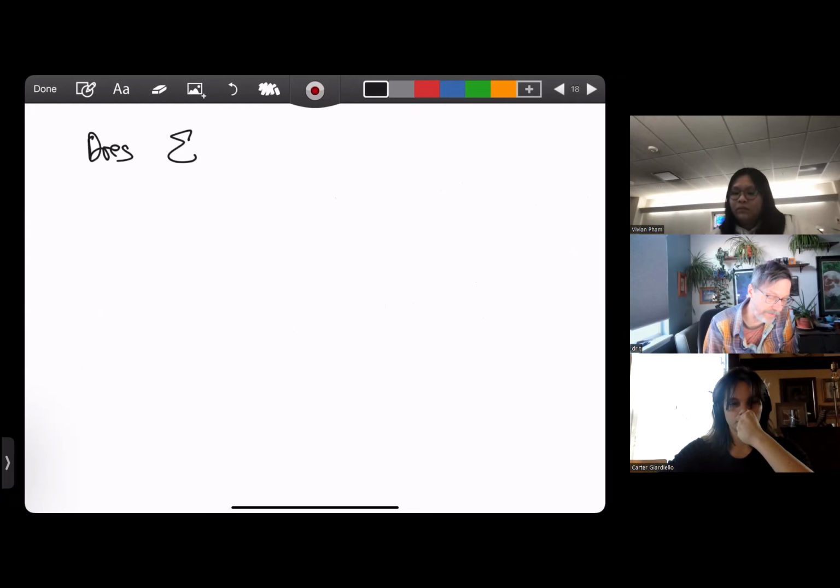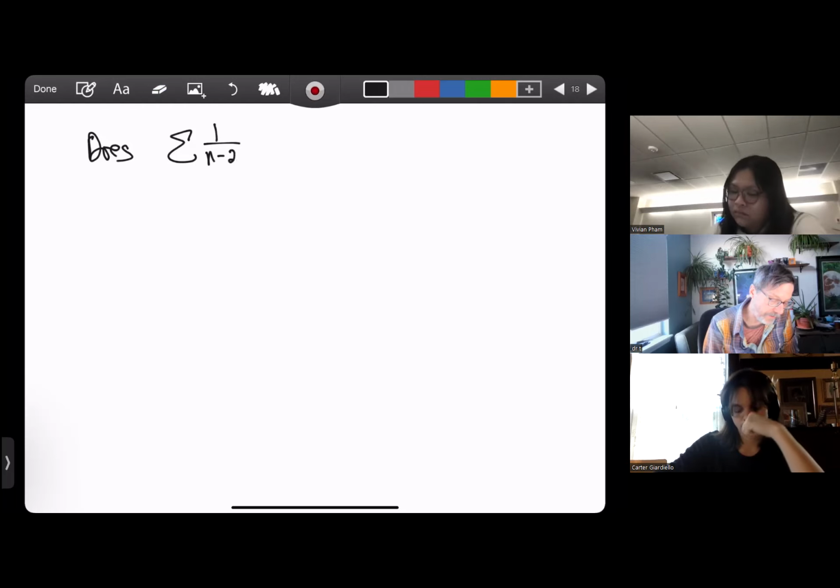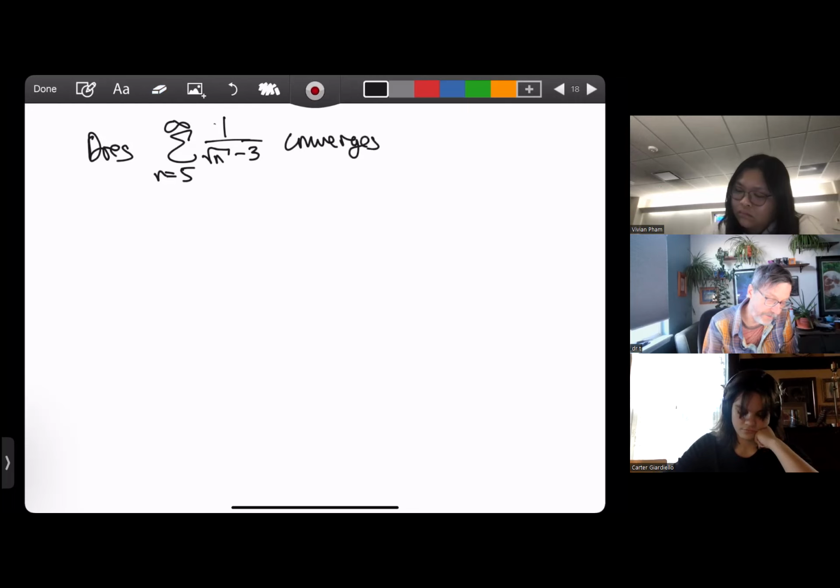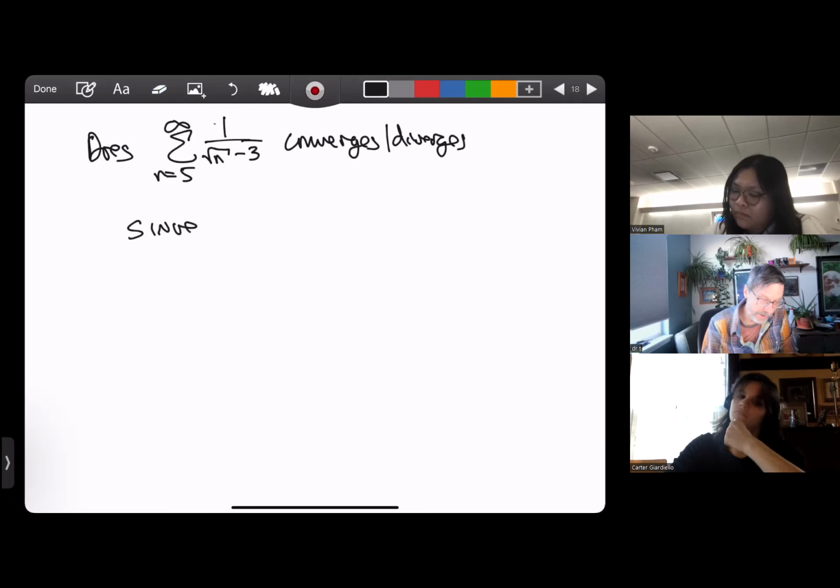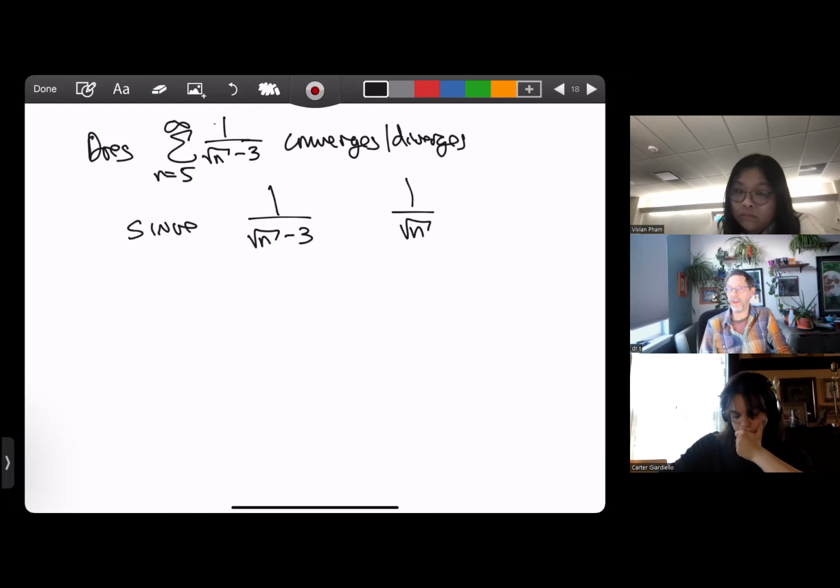So let's take a look at another one. And so this is kind of the divergence one. Does this series, where n equals 5 to infinity, let's put a square root. Sorry, let's put the square root of n minus 3. Let's use a 3 there. Does this series converge or diverge? Well, this one kind of looks like this one here. Those terms kind of look like just 1 over the square root of n.